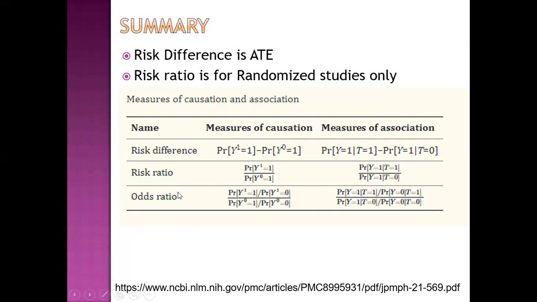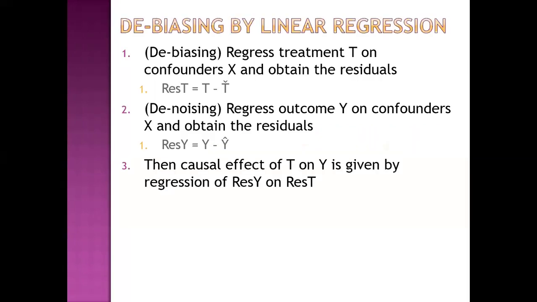Then there is another entity known as odds ratio. Then causal effect estimation. So the first method is debiasing by linear regression. First of all, we regress treatment variable T on confounders X and obtain the residuals. Then we regress outcome variable Y on confounder X and obtain the residuals. So we have residual T and residual Y.